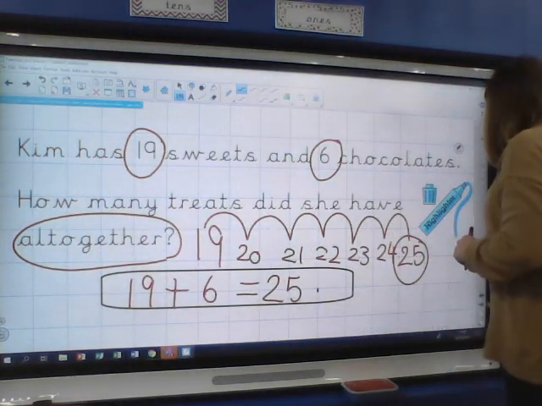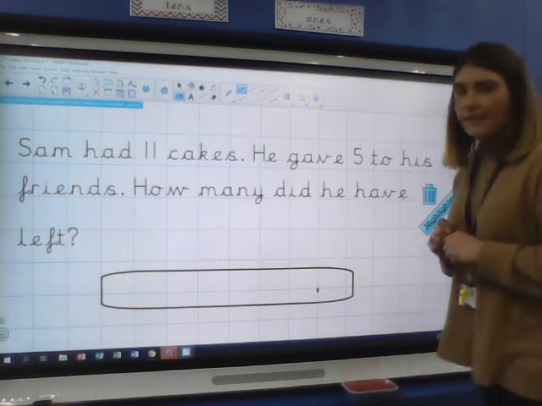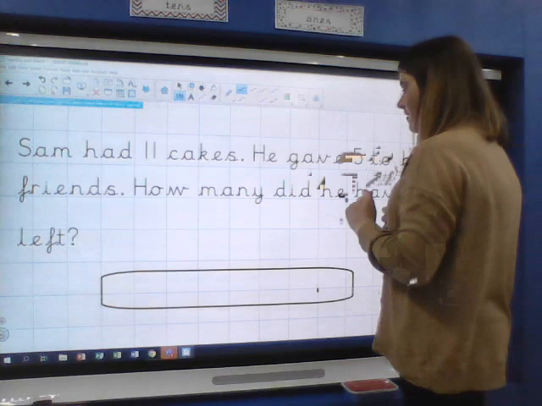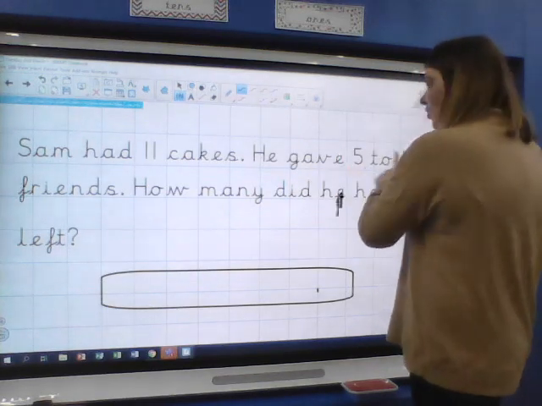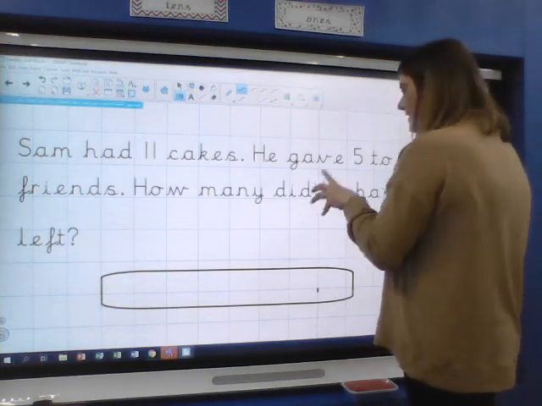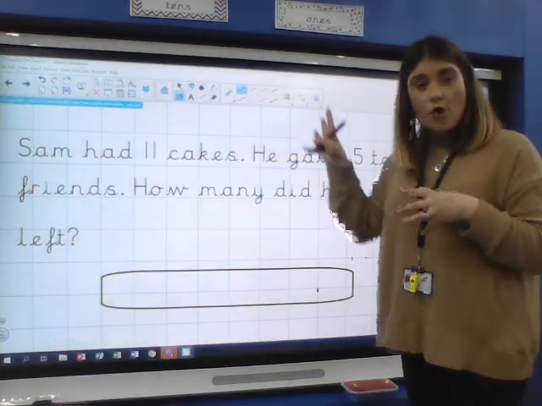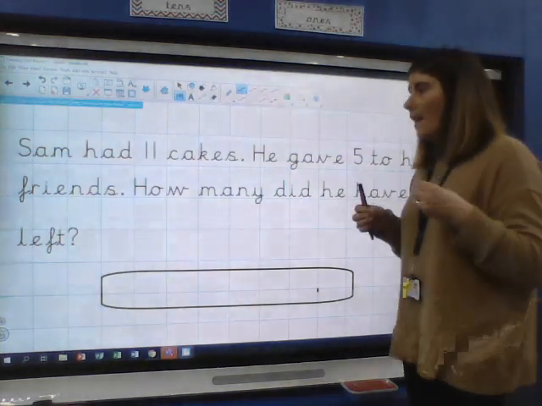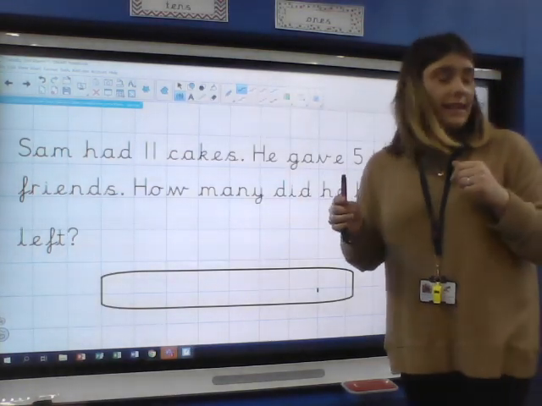Okay, so let's have a look at another problem and see if we can remember the steps. So Sam had 11 cakes. He gave 5 to his friends. How many did he have left? So I've got a word problem again here, and now I need to pull out the important information. So if Sam had 11 cakes, that's really important.